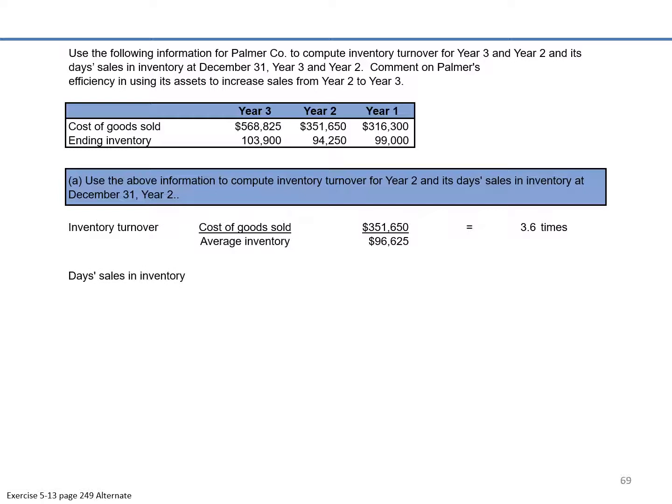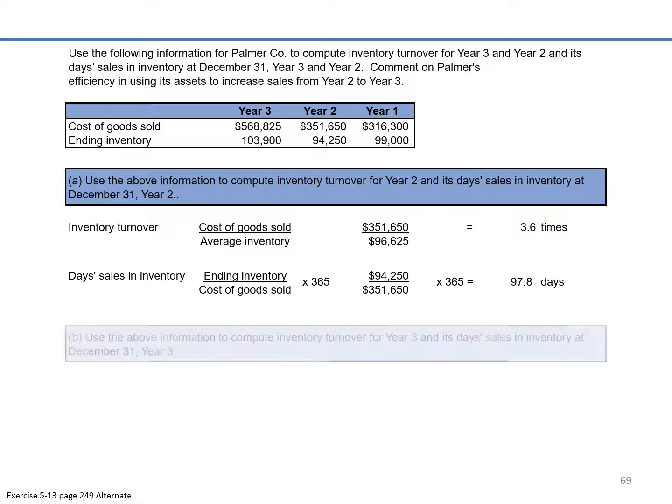Then days sales in inventory. Ending inventory divided by cost of goods sold times 365. So you got 94,250 in year 2 divided by 351,650 for a total of 97.8 days.